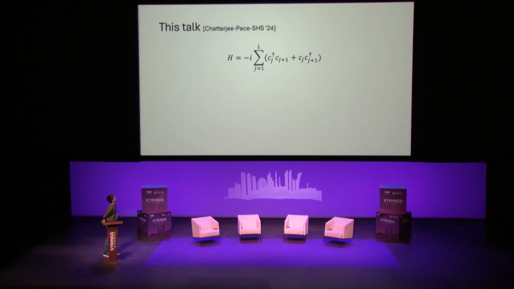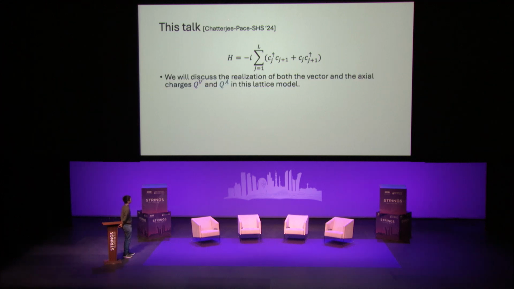So coming back to this talk, let me give away the punchline first, and then I'll go to the details. The punchline is that this simple Hamiltonian not only has a manifest vector U1 global symmetry, it also has an exact axial U1 global symmetry generated by an axial charge Q_A. Both Q_V and Q_A commute with the Hamiltonian, so they lead to conserved quantities. Both of them have integer eigenvalues when acting on this Hilbert space. This is an exact finite L, finite lattice statement.